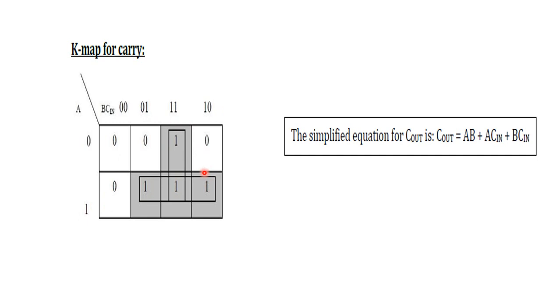Here I can group it like this. This is one pair, this is the second pair, and this one is the third pair. So 3 groups are there here. The simplified equation is C out equals AB plus A C in plus B C in. This is the equation for the carry out.